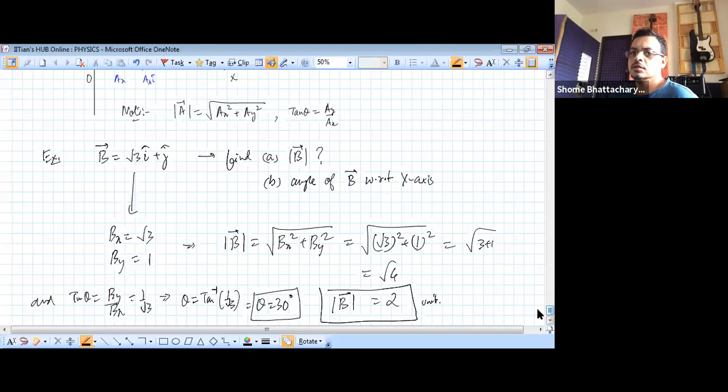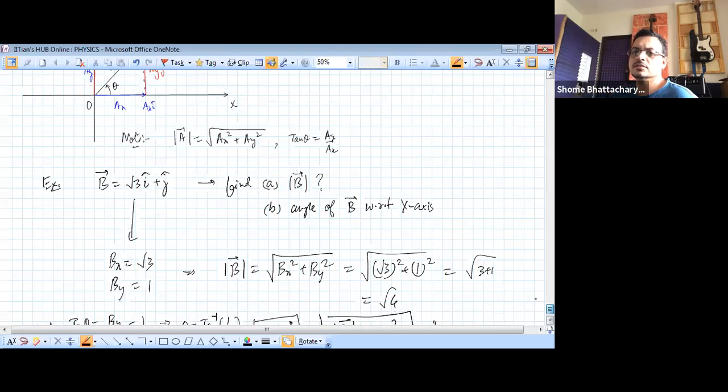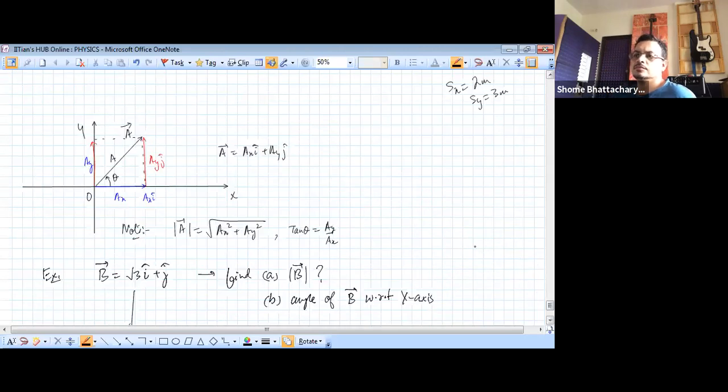Okay. But don't worry, Ansh, I will send you the notes. So as long as you understood, it's enough. So this formula and this formula, they become important.